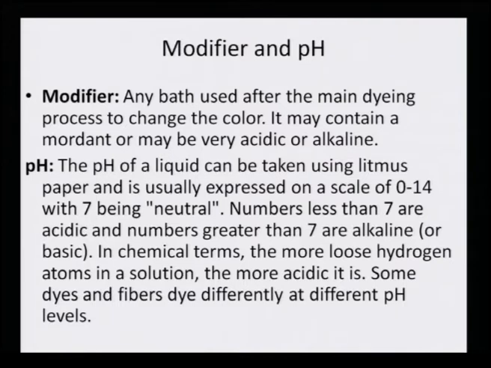Some dyes and fibers dye differently at different pH levels. I gave you an example of anthocyanidins. You see, they are very reddish when they are in acidic pH, and they are very purplish and blue when they are in alkaline pH. So, obviously, if the pH is kept different, the same dye will show a different color on the fabric.